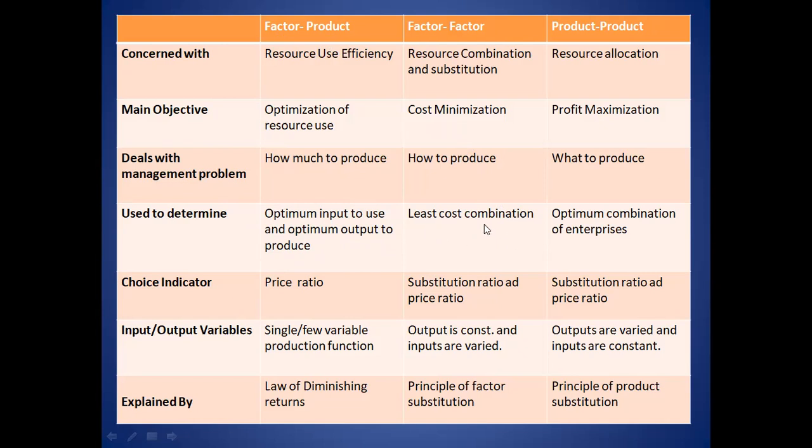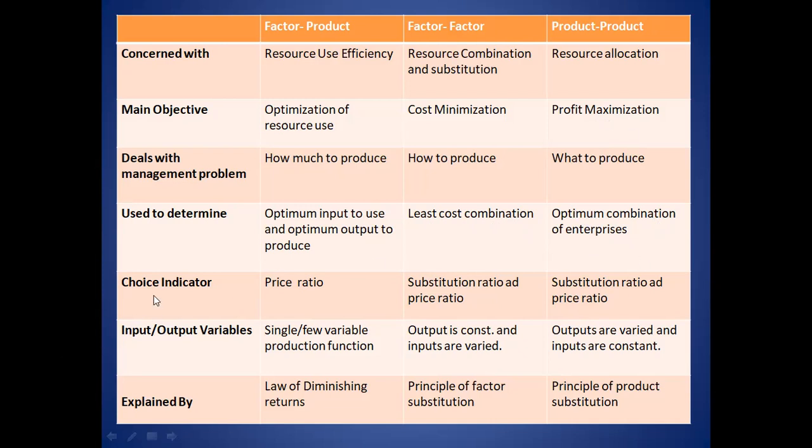Well, this term I will describe in detail later. But for the time being, just remember least cost combination. Why least cost? Because it is concerned with the factor. Next, for product, it is the optimum combination of enterprises. How can you combine two products optimally? Because our motive is to get maximum profit.